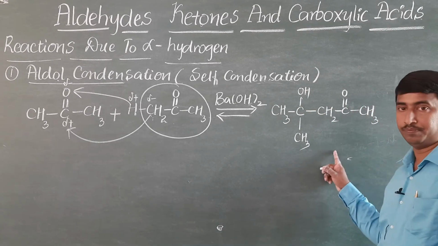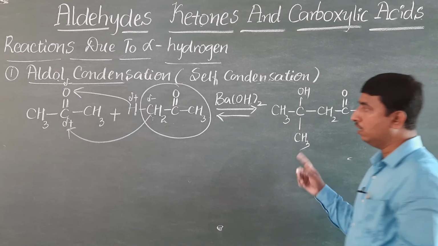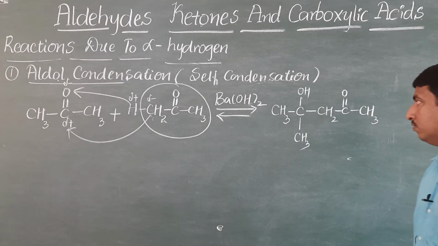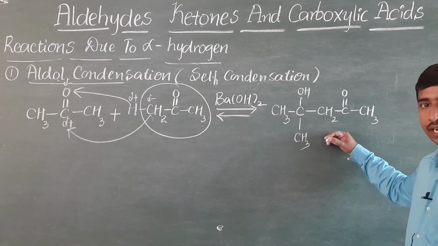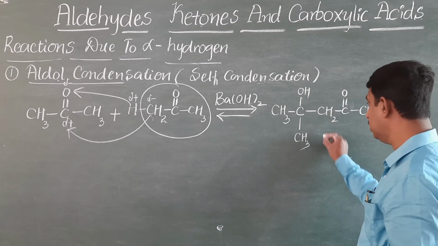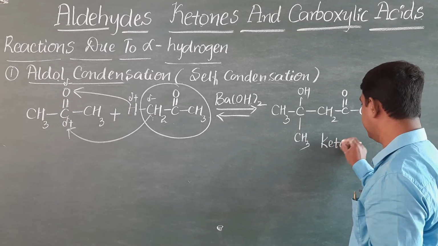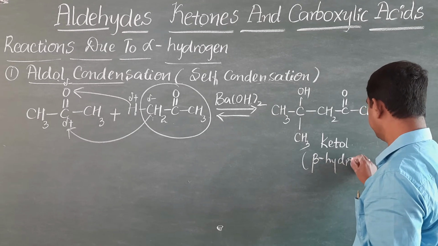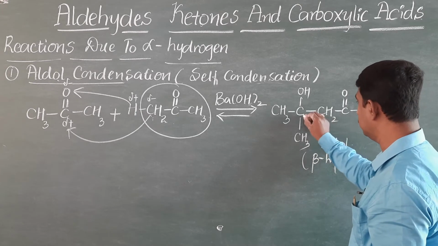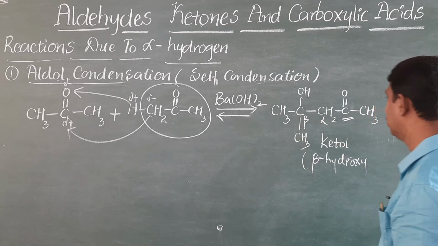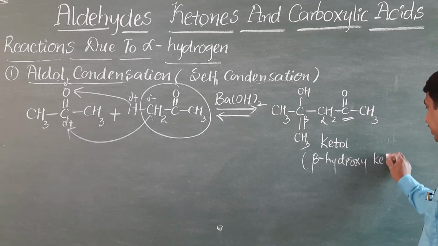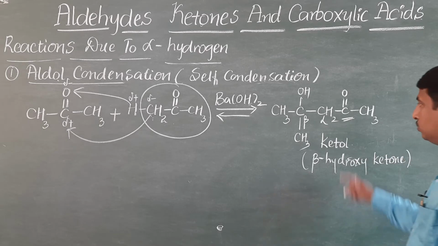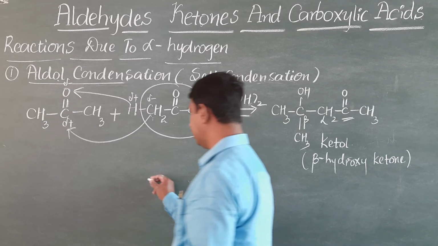This is ketol because the product is obtained due to the reaction of what? Two molecules of ketone. It is ketol, and this ketol readily loses water. This is ketol, or it is beta hydroxy. This is alpha, this is beta, because this is the functional group. Beta hydroxy ketone.